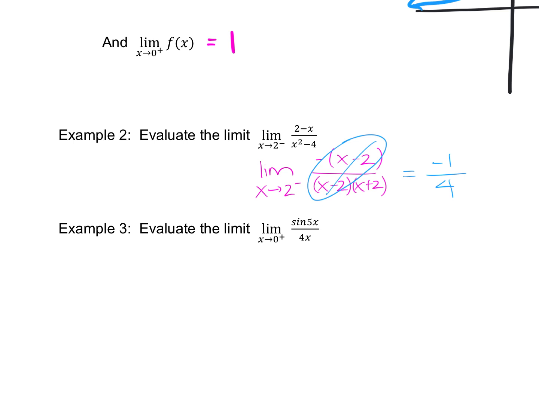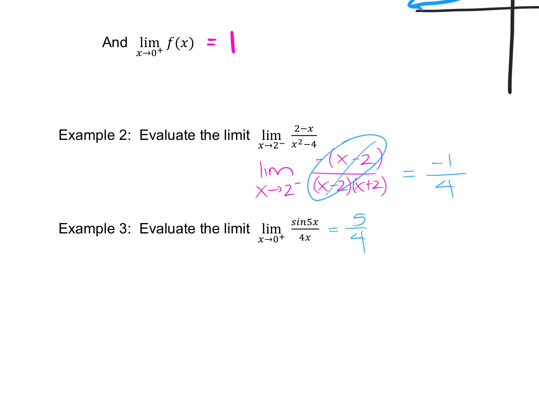Okay? It also works with trig stuff. It doesn't matter that we're approaching 0 from the right. Sine 5x over 4x, I can still use my special trig limits. Do we remember what the answer to this would be? Well, what's sine x over x? 1. 1 every time. So what do you think this is going to be? 5 over 4. Okay? Every time it's going to be those numbers.